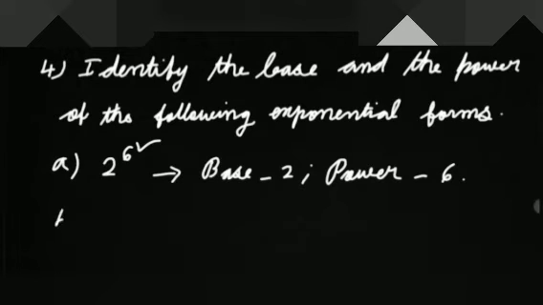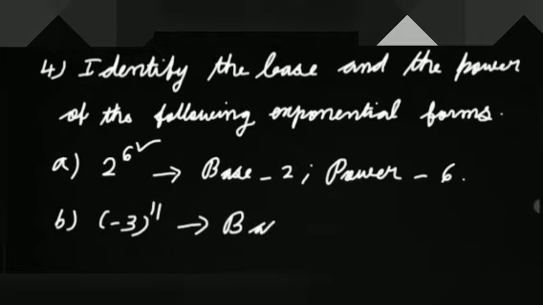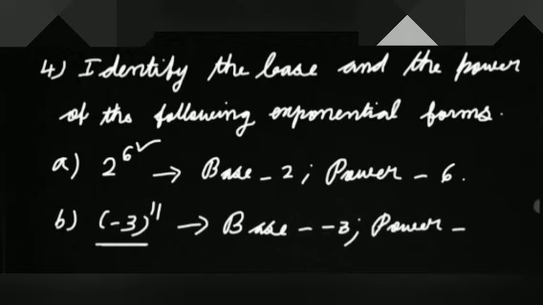Yes, very good. B, the question is minus 3 to the power 11. Minus 3 to the power 11. Okay, here which is the base? Let's write base itself. Which is the base here? The number which is being multiplied is the base. So, which is the base here? Yes, base is minus 3. And which is the power? Yes, power is very good, 11. 11 is the power. Got it?